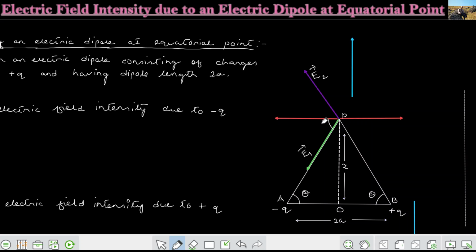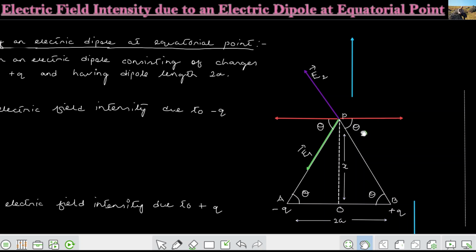This angle will also be theta. That angle will also be theta. If this is theta, that means it is obvious that this angle will also be theta. Now, look carefully at this angle.